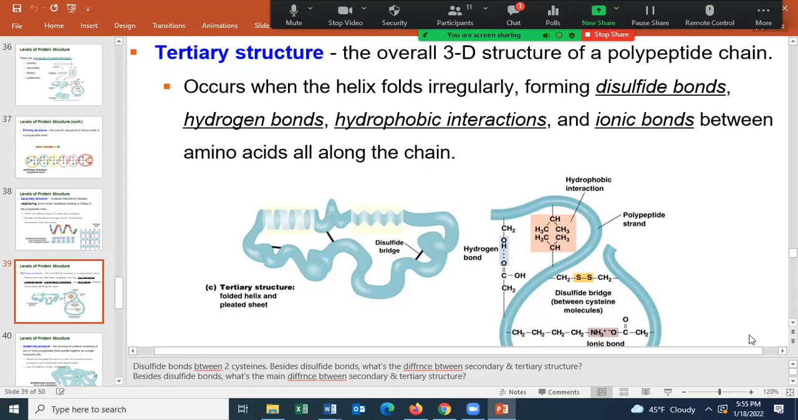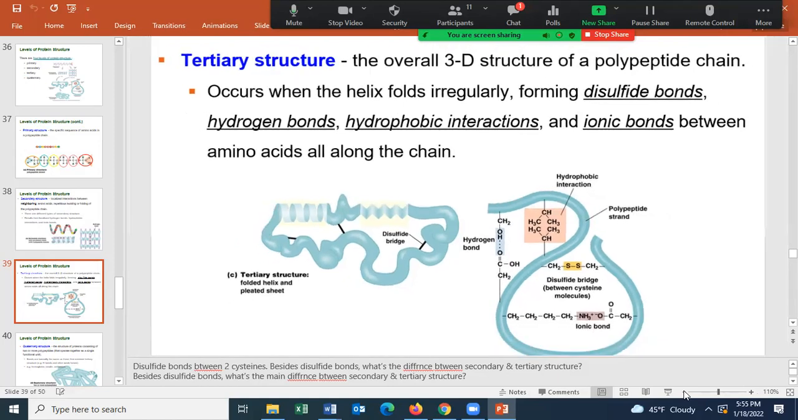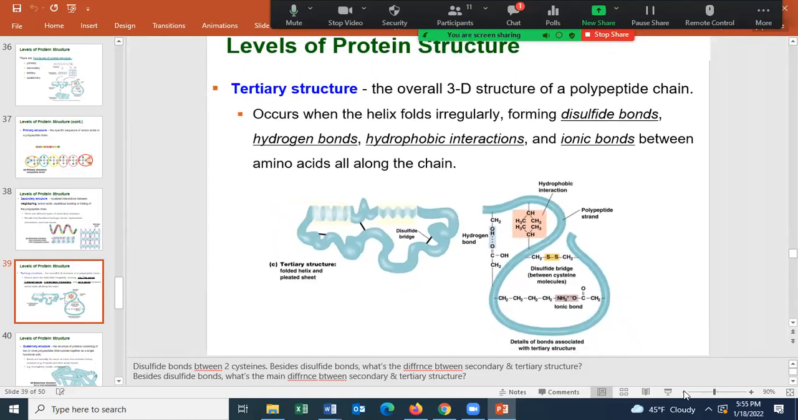Any question about any of that? Is the disulfide bridge the reason why Black people have really curly hair? Sorry, can you say that again? I didn't hear it. Is the disulfide bridge the reason Black people have really curly hair?